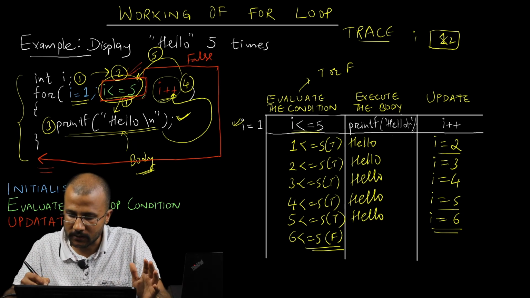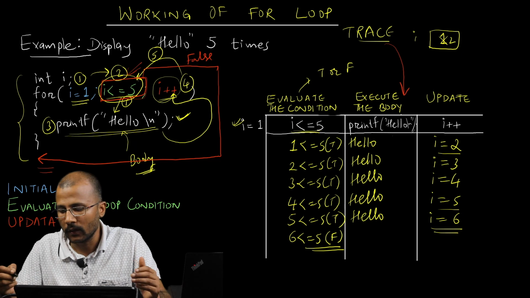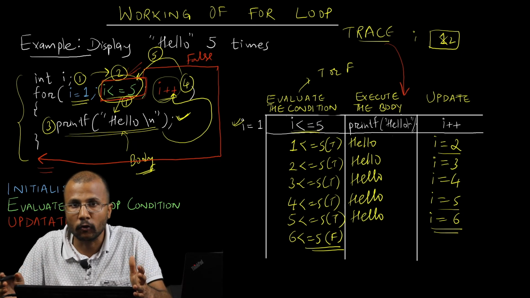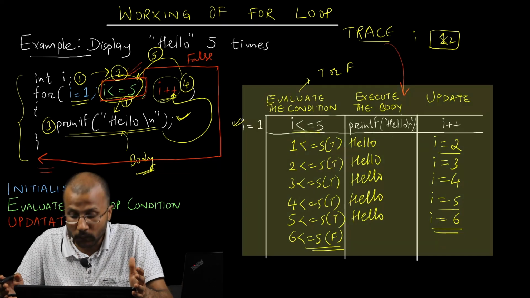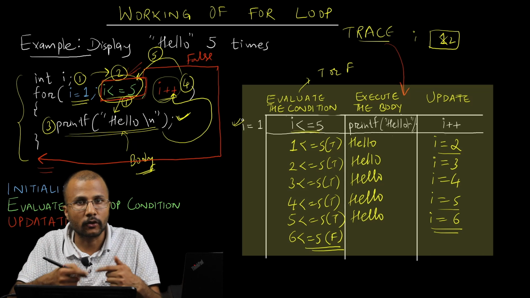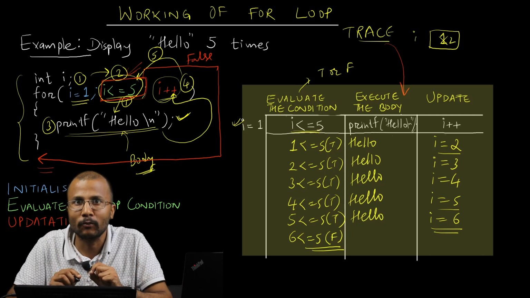I hope you have understood this tracing, and this is going to help you whenever you have a for loop and you would like to see the output properly and you did not understand how it really works. Make sure that you make a table like this and trace your code. That will help you to understand the loop in more detail.